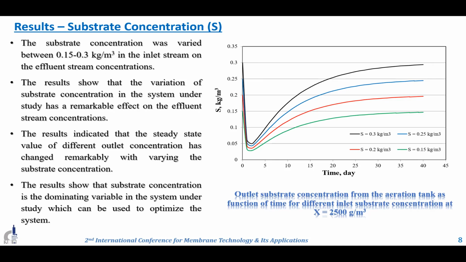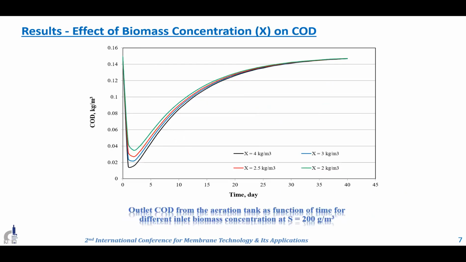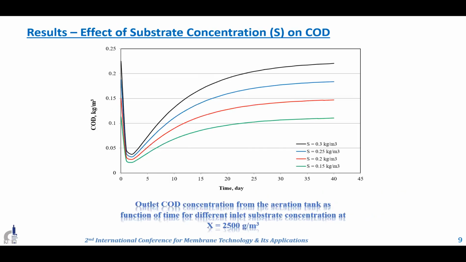Once you reach steady state, the values of the system, the outlet concentration or outlet properties are affected so much by the initial substrate concentration or the inlet substrate concentration. So we have come to a conclusion that substrate concentration is the dominating variable in the system under study. And just to confirm or to compare, we got also the COD here as a result of substrate concentration. And you can see there is really a great variation in COD as a result of varying the substrate concentration compared to almost no change when you change the biomass concentration.